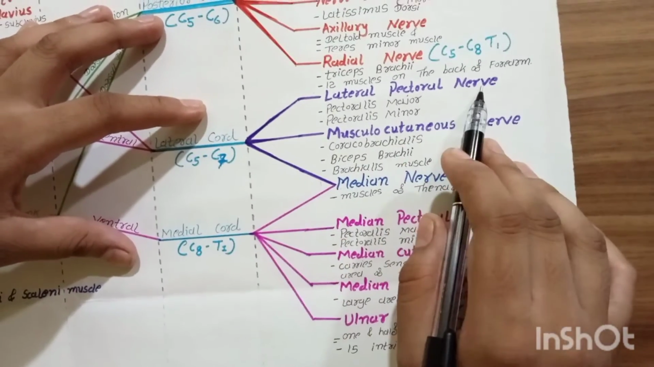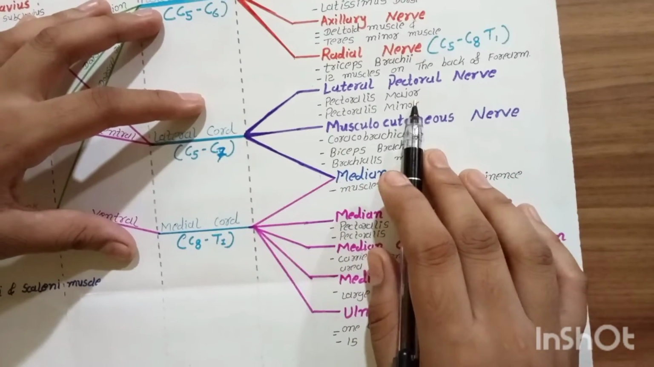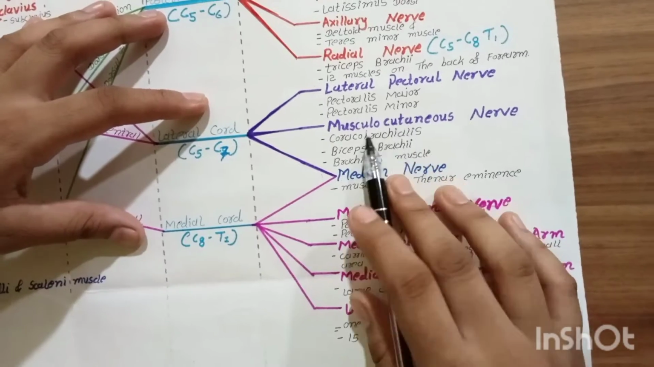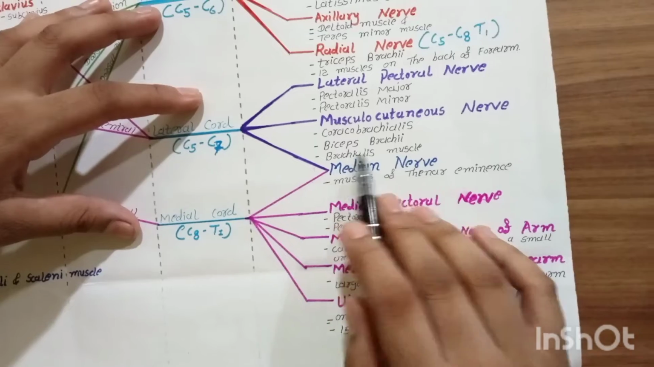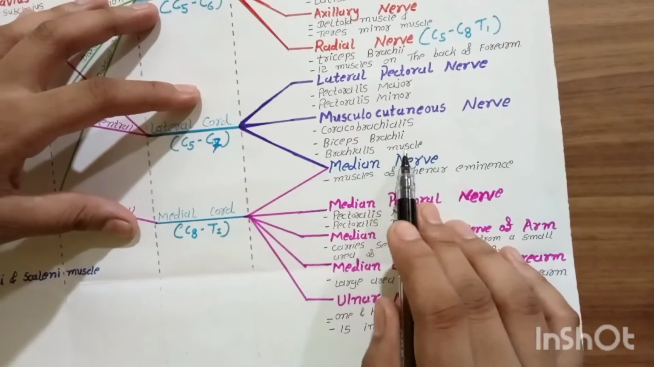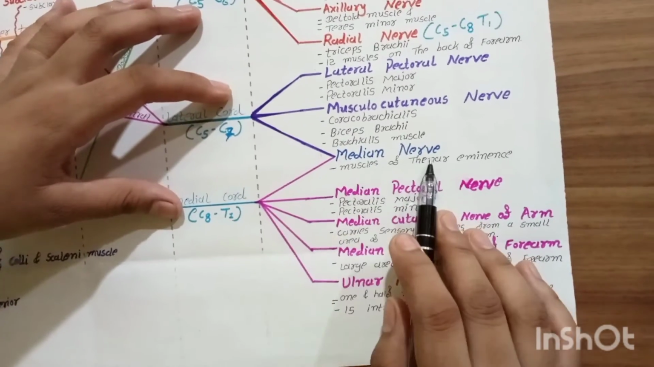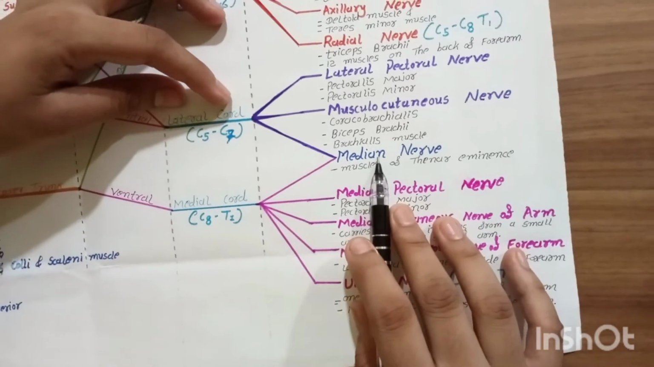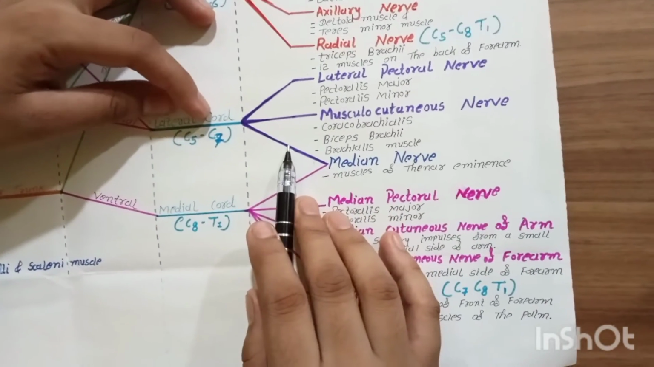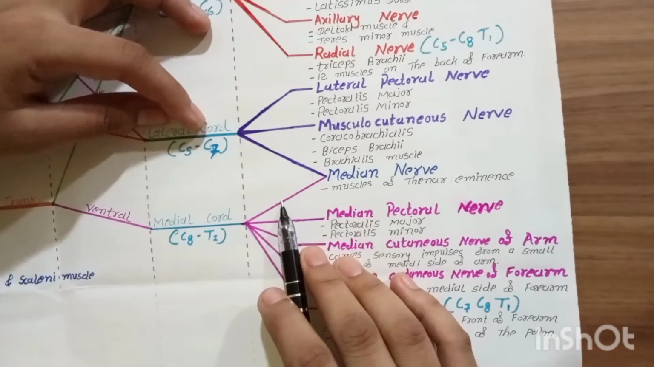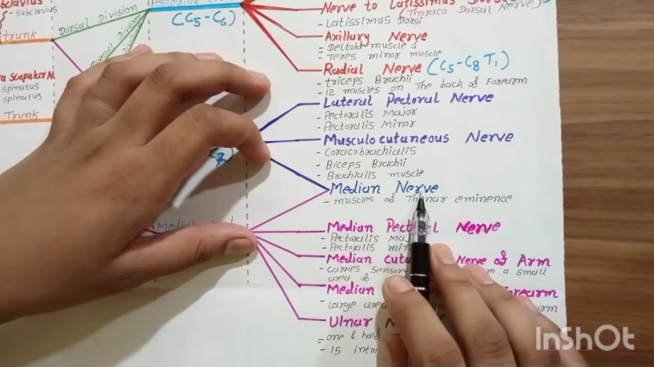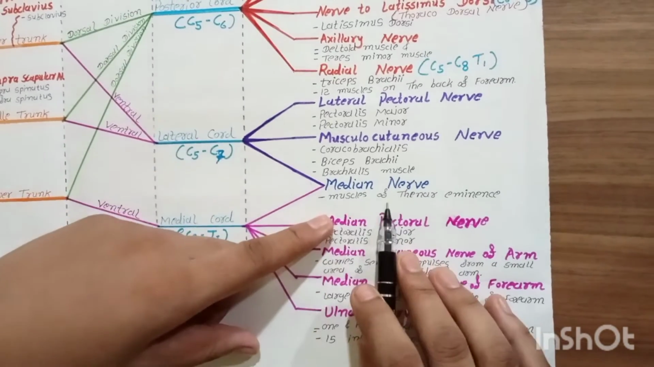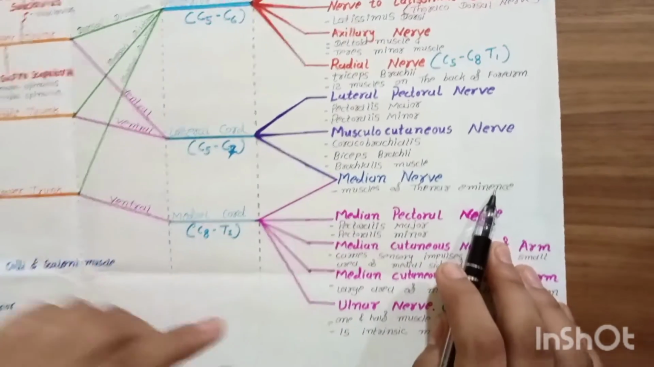Lateral pectoral nerve, which supplies the pectoralis major and pectoralis minor muscles. Musculocutaneous nerve, which supplies the coracobrachialis, biceps brachii and brachialis muscles. Median nerve. The median nerve is formed by the lateral root of the lateral cord and the medial root of the medial cord. Both these branches unite to form the median nerve, which supplies the muscles of the thenar eminence.